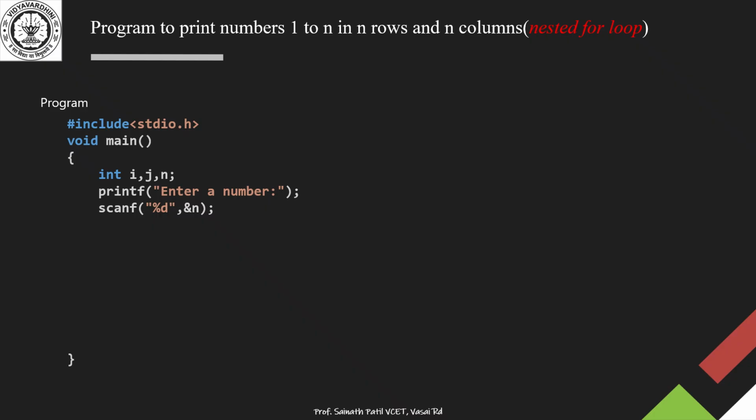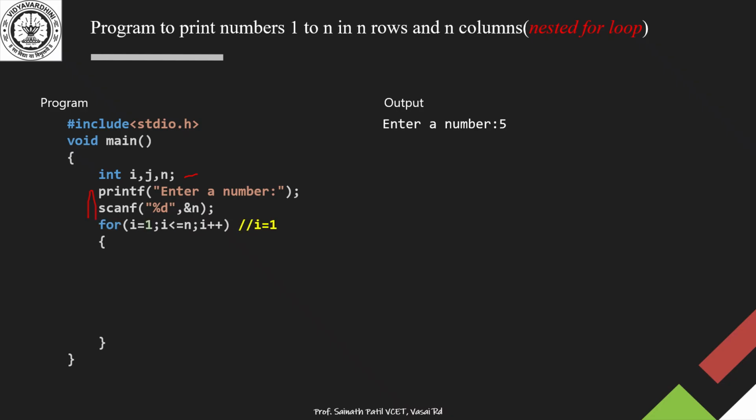Now let's write a program to print numbers from 1 to n in n rows and n columns using nested for loop. Here I have declared int i, j, n and printf, scanf, that is to read and accept n, that is how many rows and columns you want to print. Now we'll start stepwise. Suppose I run and I enter 5. That means I want to display numbers 1, 2, 3, 4, 5 in 5 rows and 5 columns.